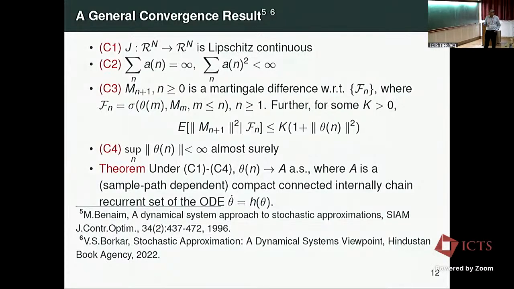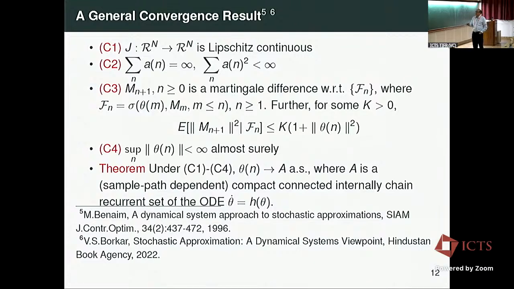In situations where you really are unable to verify this, a commonly used procedure is to project iterates to a large enough set, a priori defined. Let's say it's a compact set, and then you solve a restricted problem wherein every time the iterate sequence escapes that set, you project it back to that set and start from there.